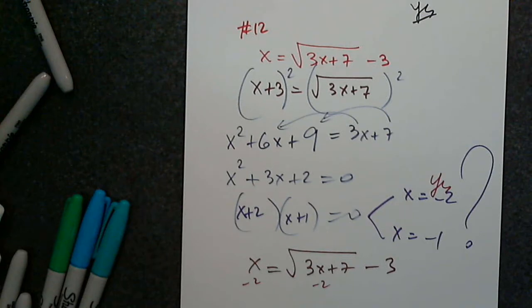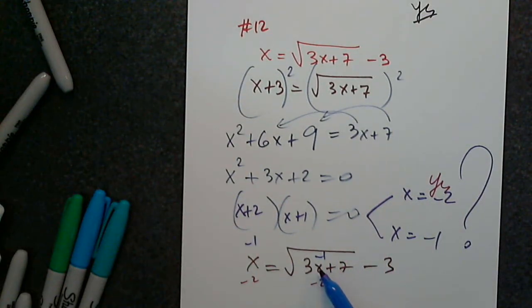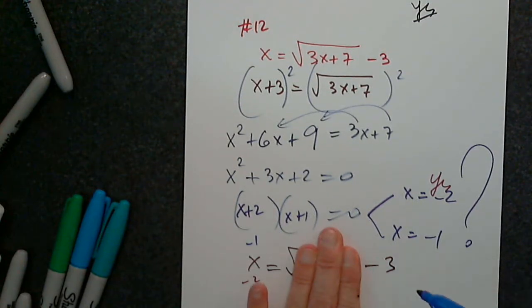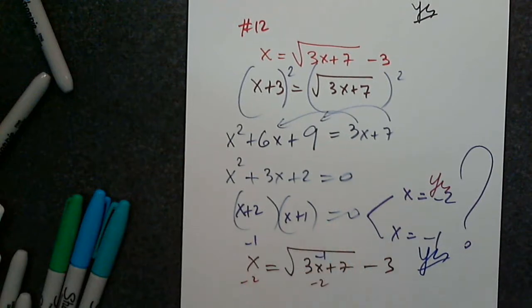Now I have to check -1. 3 times -1 is -3, plus 7 is 4. The square root of 4 is 2. Is 2 minus 3 equal to -1? Yes. Okay, it happens that both work. This radical equation has 2 solutions.